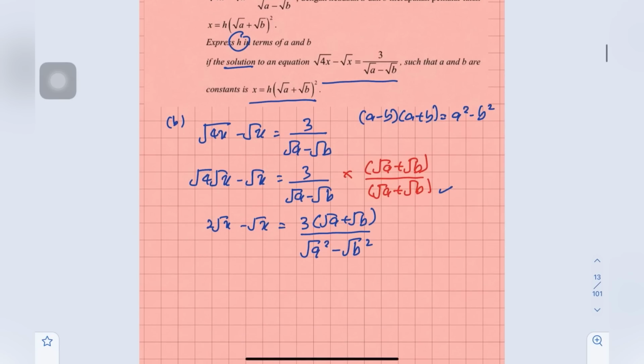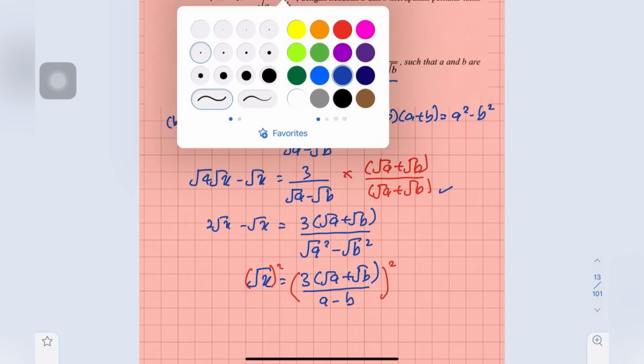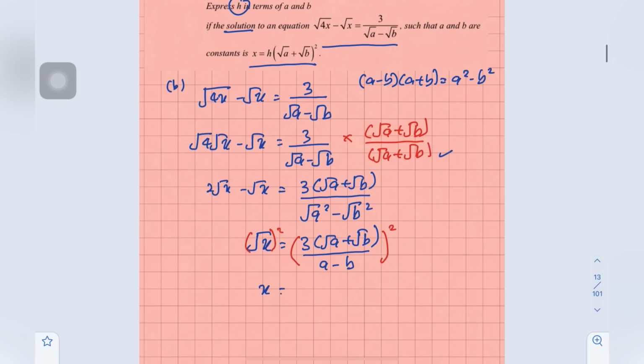Okay, so the left side is 2√x minus 1√x, so 1√x. So √x equals 3(√a plus √b) over, this one becomes a minus b. Okay, so to eliminate the square root, we have to square both sides. So this one becomes x equals 3 squared is 9, (√a plus √b) squared over (a minus b) squared.